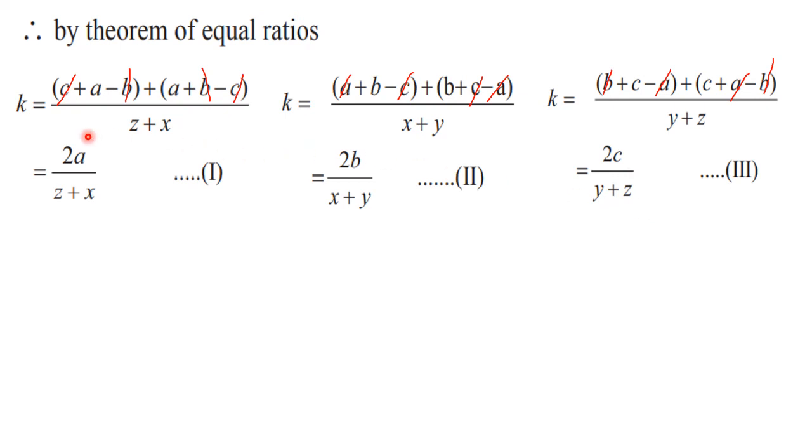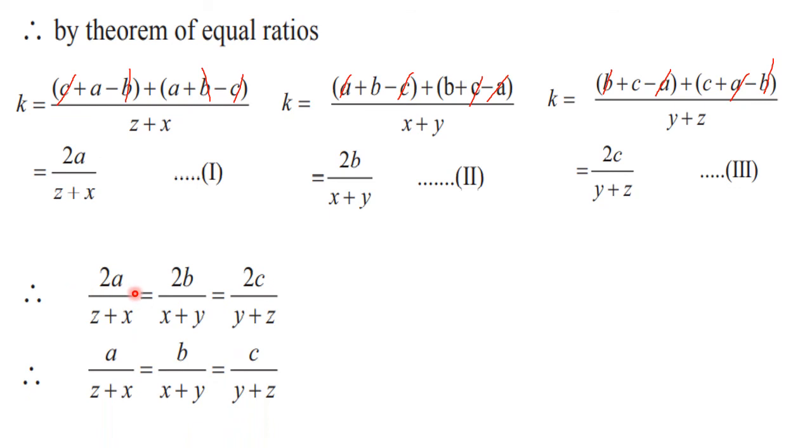So see everywhere now this is k, this is also k, this is also k. So from these statements 1, 2 and 3 we can write down 2a upon z plus x is equal to 2b upon x plus y is equal to 2c upon y plus z. Then you can observe that 2 is present everywhere. So we can divide everywhere by 2 and then we will get the final answer. Okay. So this is how we can solve the sums very easily by using the theorem on equal ratios.